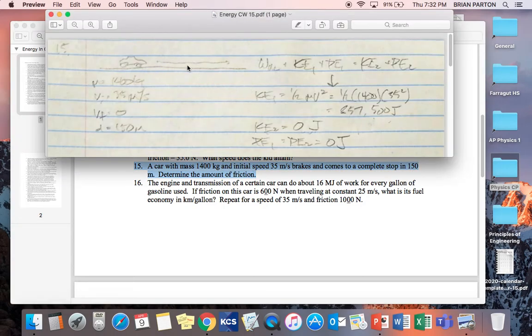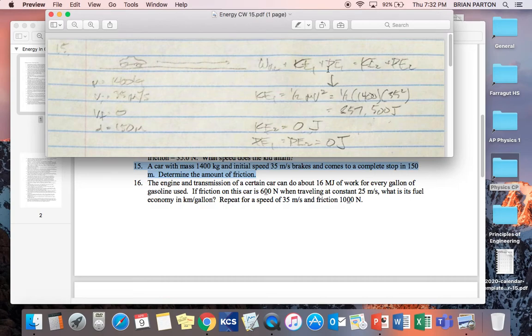So what I've done is set this up in a diagram. We always want to list our knowns. So I've got mass, I've got initial speed of 35 meters per second. Because it says we're coming to a complete stop, we know our final velocity is 0, and our distance covered is 150 meters, and we're assuming a straight path for this.